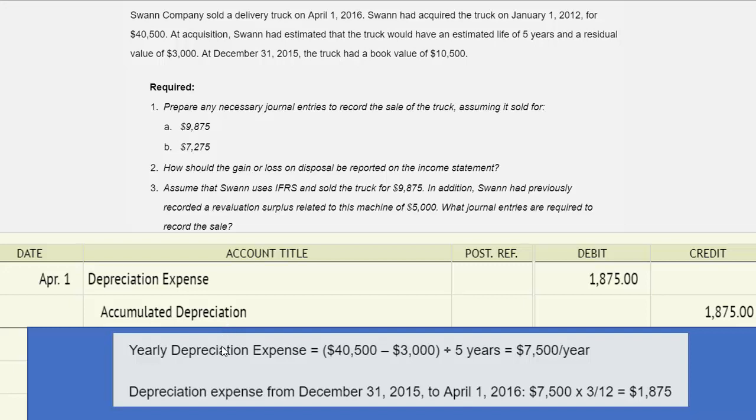Now, how do we come up with that? Well, yearly depreciation is the $40,500 cost less the $3,000 estimated residual value, and we divide that by 5 using the straight line method. So annual depreciation is $7,500. Since 3 months of the year are done, we can take 3/12 of that to come up with $1,875. Okay, this records partial year depreciation.